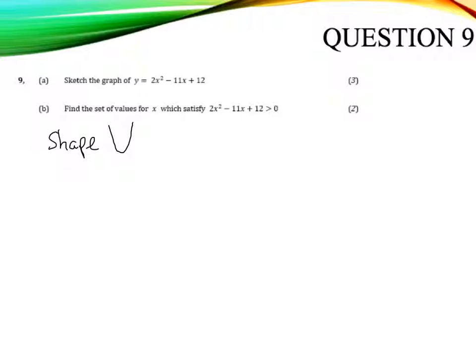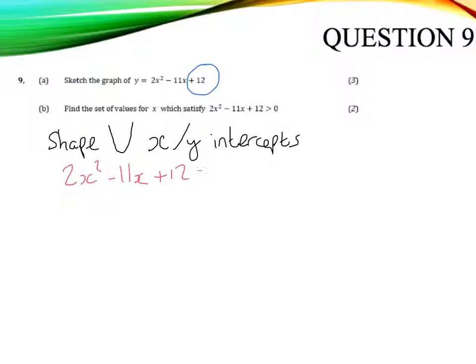We need to know what the x and y intercepts are. So if we're looking at this, we can see the y-intercept straight away is at positive 12, so it crosses the y-axis at positive 12. What we don't know is where it crosses the x-axis, and they're the roots. So why don't we factorise it to start with? So 2x squared minus 11x plus 12, put it equal to 0. This is when we're working out when y equals 0, or in fact where it crosses the x-axis.